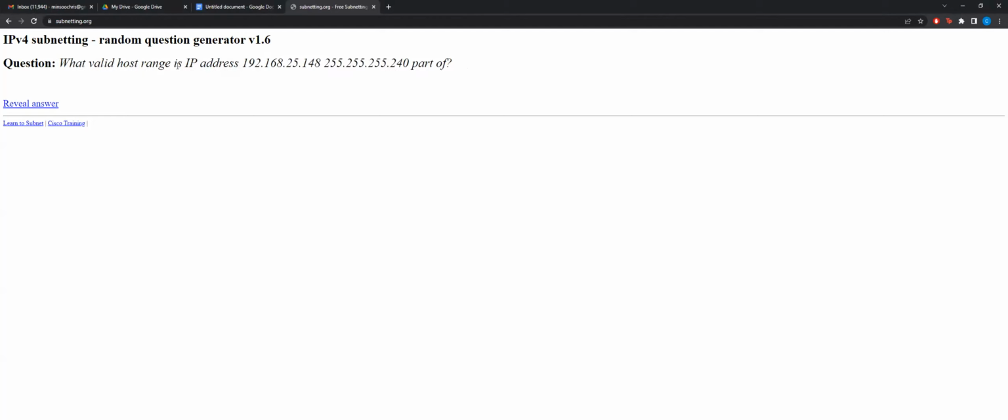What is the valid host range for this IP address? You just have to find a network ID that has a subnet that contains this within the IP range. It's very easy. This is all the questions that we did, and this is one of the easier questions here. So now that you know that technique, use these websites and continue to practice, and it's going to come naturally and easy.